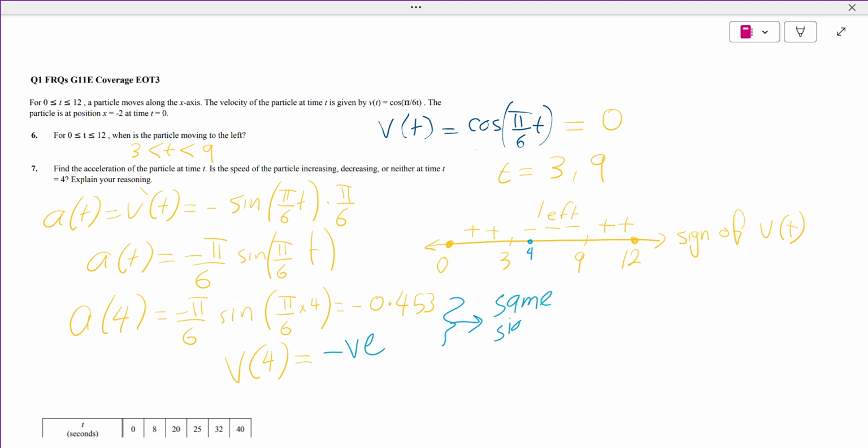And because both have the same sign, what do we say? We say that the particle's speed is decreasing. The particle speed is decreasing because they have the same sign. Sorry, it's increasing. Speeding up, it's increasing. I'll take it back. Increasing.